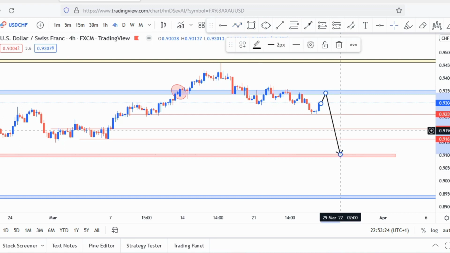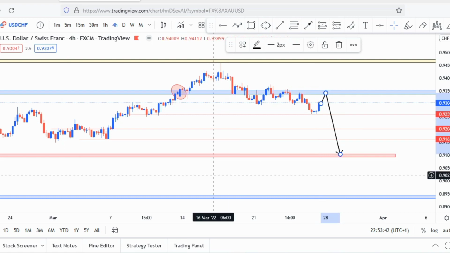But for now, I'll just wait and see how price reacts to this resistance zone. And like I said, if price breaks it, then I'll be looking to buy. And if price gives us a bearish signal, I'll be looking to sell. So this is generally my analysis for USD CAD.